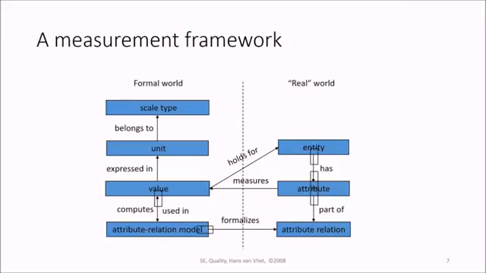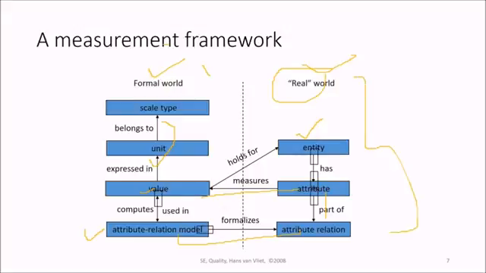This is the measurement framework. If you see very closely, this is a formal one. But now this is a real one. In the formal one, we have scale type. So let us start with the attribute relation model. You compute the value, expressed in a unit, and that belongs to a certain scale type. And this value holds for any entity. An entity has an attribute. An attribute measures value. An attribute is also a part of the attribute relation. An attribute relation model formalizes the attribute relation. These are the real world aspects, and these are the formalized world aspects.